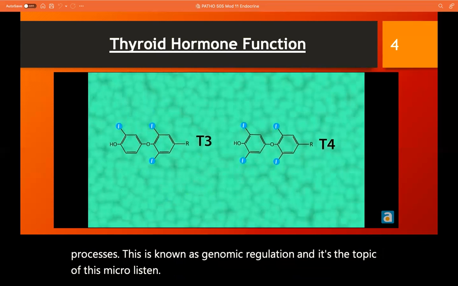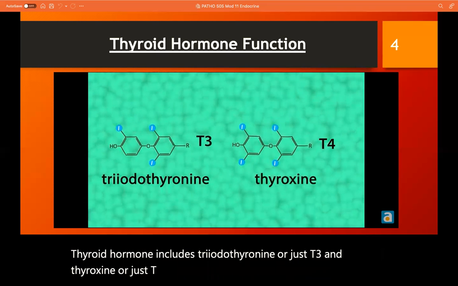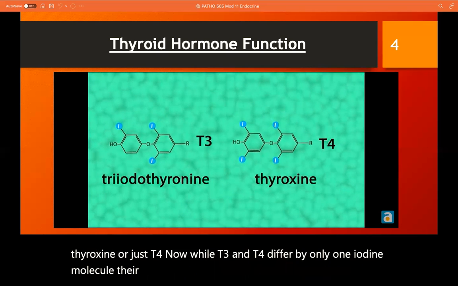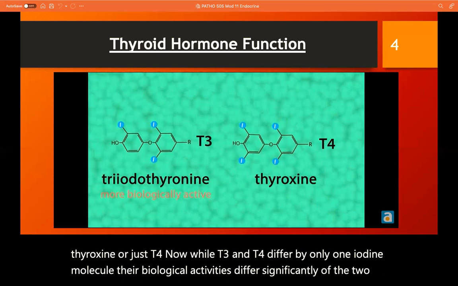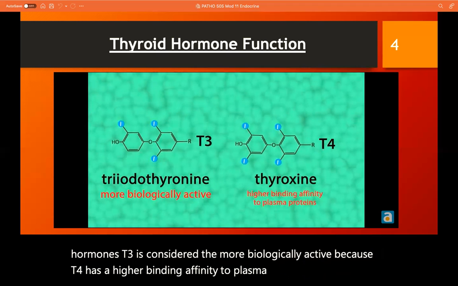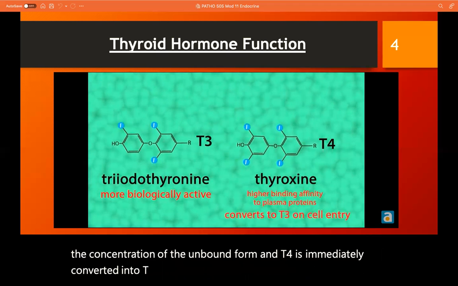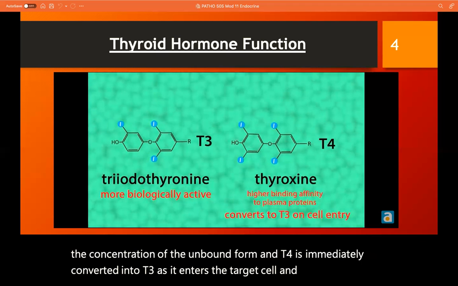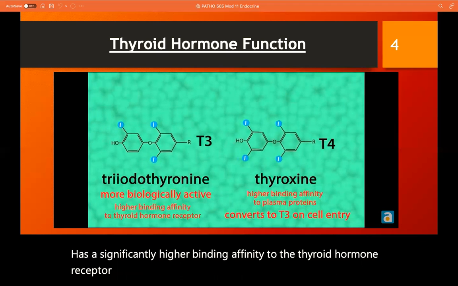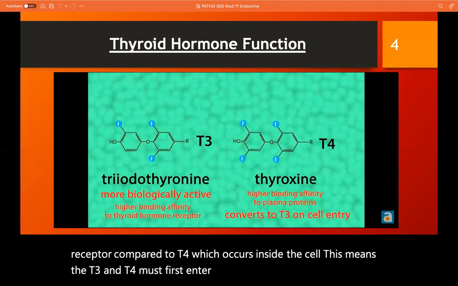Thyroid hormone includes triiodothyronine, or just T3, and thyroxine, or just T4. Now, while T3 and T4 differ by only one iodine molecule, their biological activities differ significantly. Of the two hormones, T3 is considered the more biologically active because T4 has a higher binding affinity to plasma proteins, which lowers the concentration of the unbound form, and T4 is immediately converted into T3 as it enters the target cell. And finally, T3 has a significantly higher binding affinity to the thyroid hormone receptor compared to T4, which occurs inside the cell. This means that T3 and T4 must first enter the cell before mediating their effects.